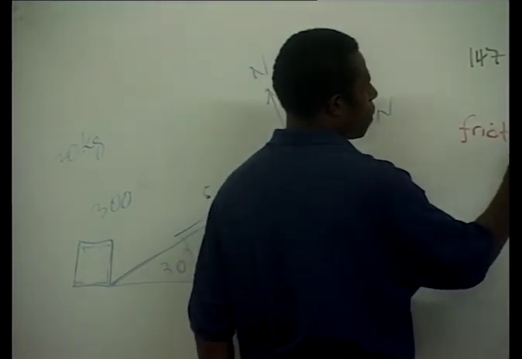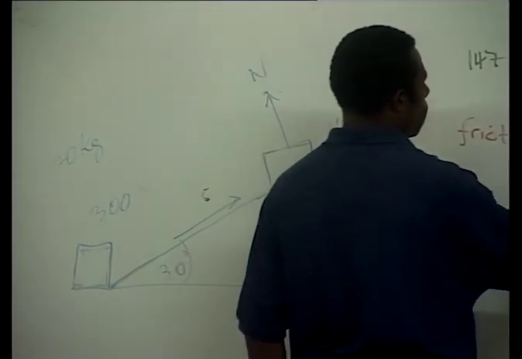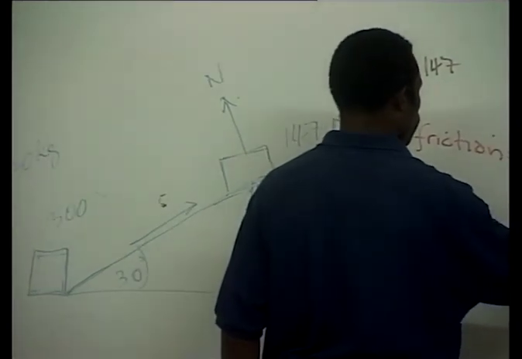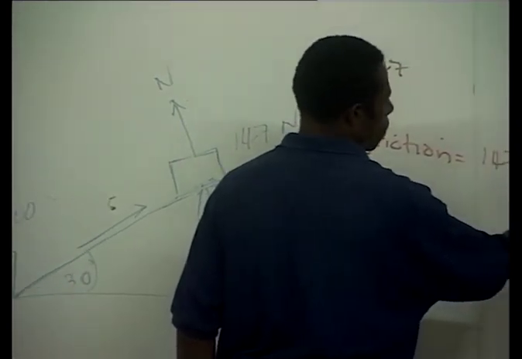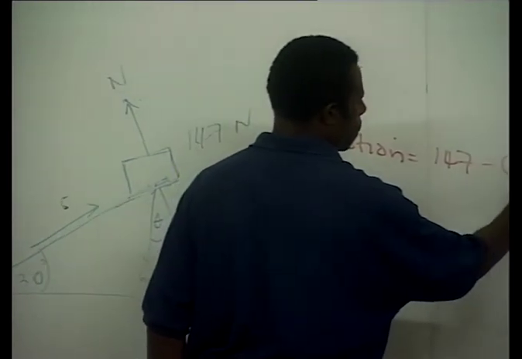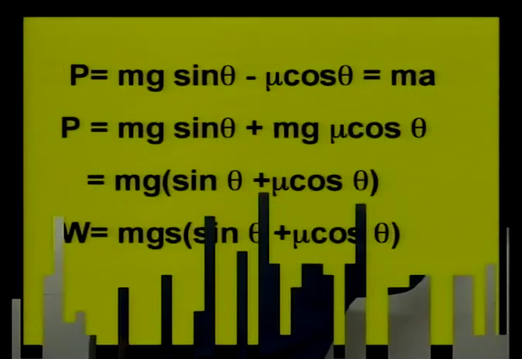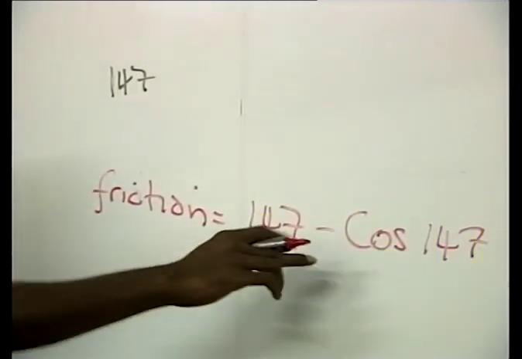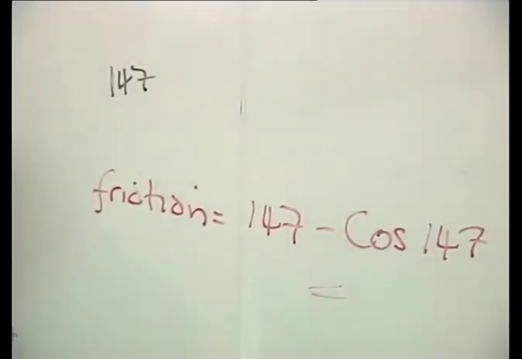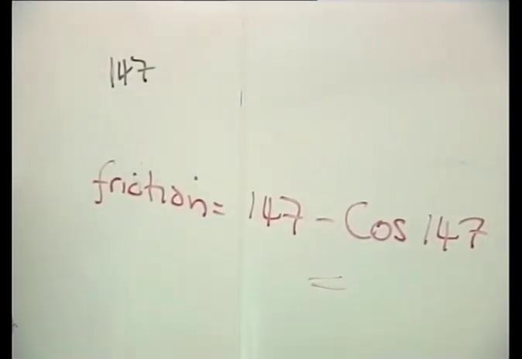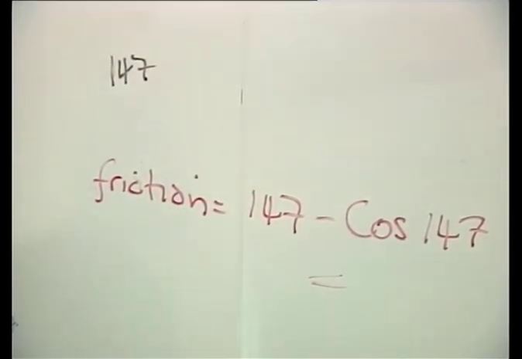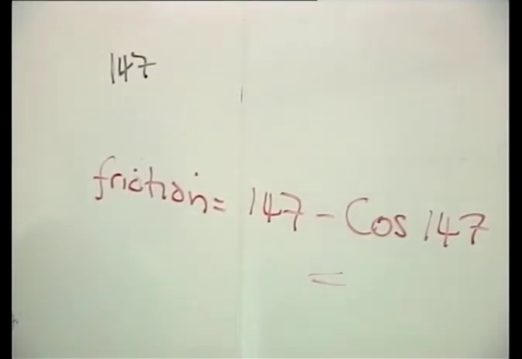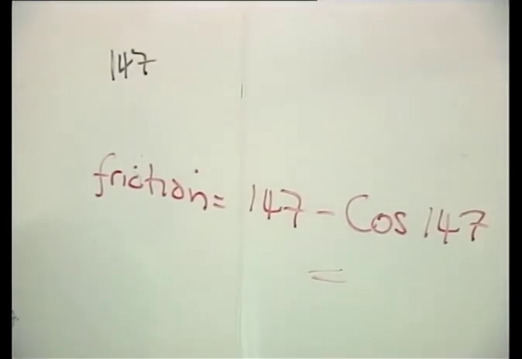friction will be equal to 147 minus the cosine of 147. Because you require that force to bring it up here, if you minus that, it will give you the cosine of that. Can somebody give me your answer from the calculator? So 127.